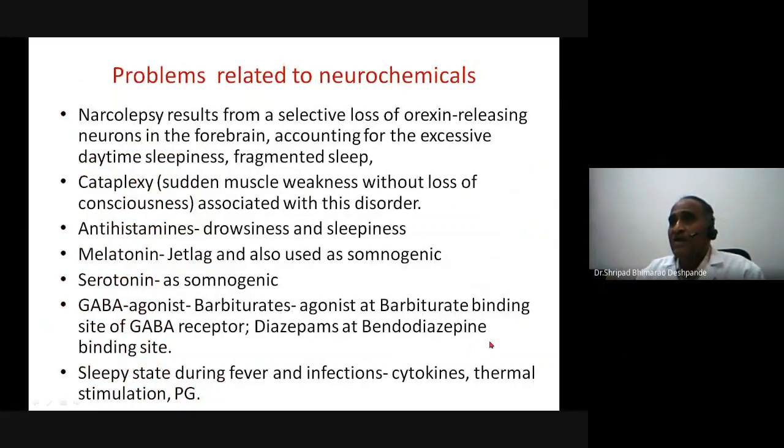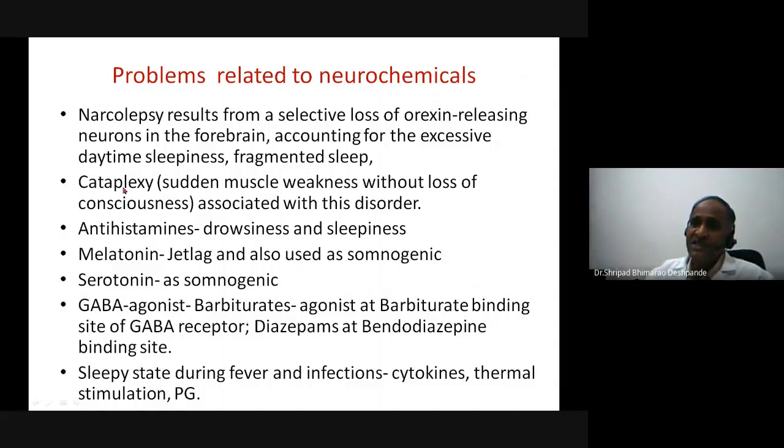Now coming back, what are the various problems associated with the neurochemicals? Problems in the sense of what are the manifestations with the neurochemicals? Just to revise or remind, the first one is narcolepsy. Narcolepsy is an irresistible desire to sleep. It is a hypothalamic disorder, and it results from the selective loss of orexin-releasing neurons, or whatever orexin-producing neurons in the forebrain, and that accounts for excessive daytime sleepiness and fragmented sleep. So that means orexinergic neuron loss in the forebrain area.